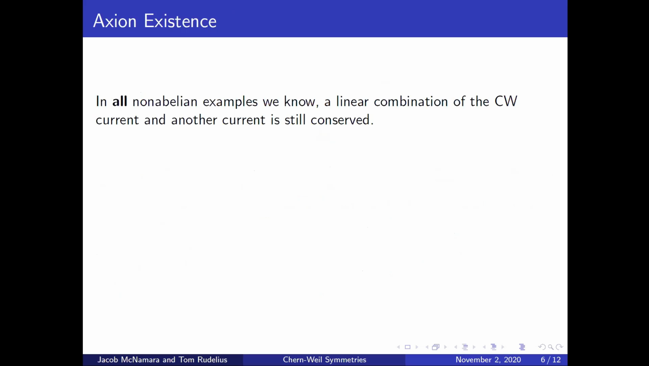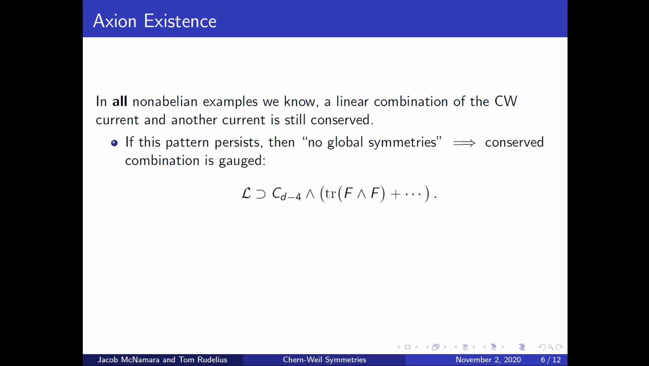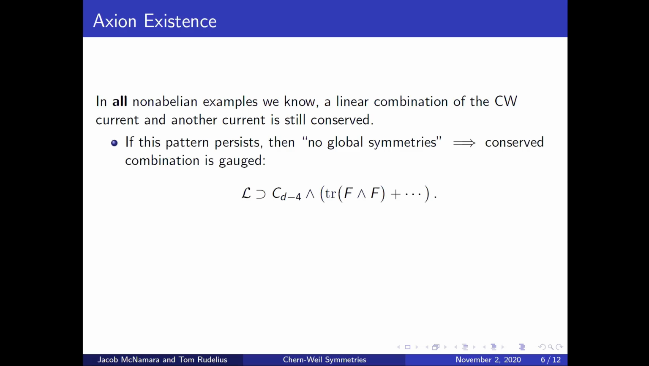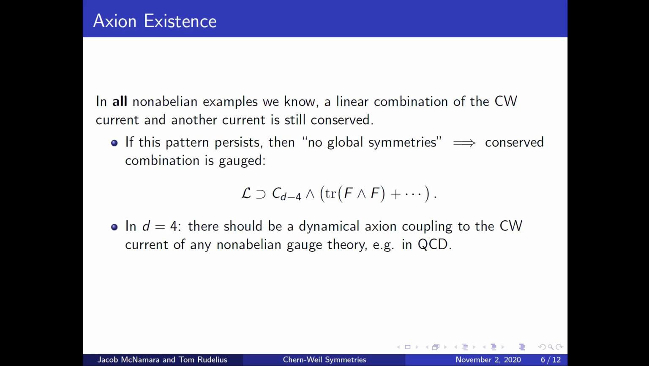So in fact, in every non-abelian example we know, every example of a non-abelian gauge theory in quantum field theory and quantum gravity, the only way we know how to break the Chern-Weil current leaves a combination of the Chern-Weil current itself and some other currents conserved. Now, we can't prove that this has to happen, but this is the pattern we're seeing in every example we know. And I should emphasize this is for non-abelian gauge fields. And indeed, if this pattern persists, then no global symmetries in quantum gravity would tell us that the conserved combination must be gauged in the following way. And again, in d equals 4, that tells us that there should be a dynamical axion coupling to the Chern-Weil current of any non-abelian gauge theory, in particular to the QCD instanton. And of course, that's phenomenologically interesting because it might help us address the strong CP problem.